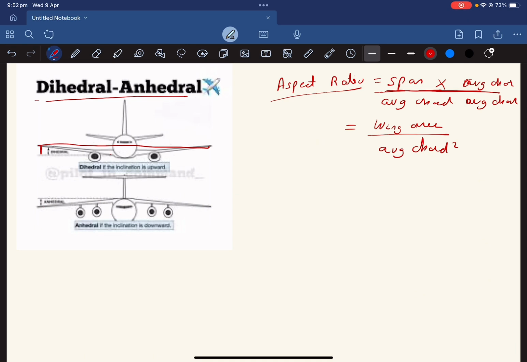So if I multiply span by span, and also do the same in the denominator, average chord into span, what happens? I get span square, but down here, as I told you, you get wing area. So this is the third formula.